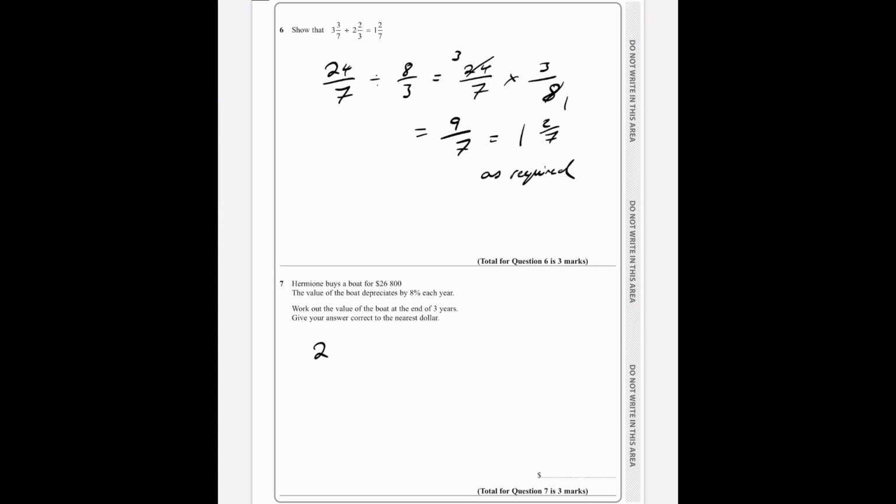Question number 7, Hermione and her boat. Depreciation by 8% is the same as multiplying by 0.92. It's finding 92% of an amount. Cube that to get 20,869 when multiplied by 26,800.